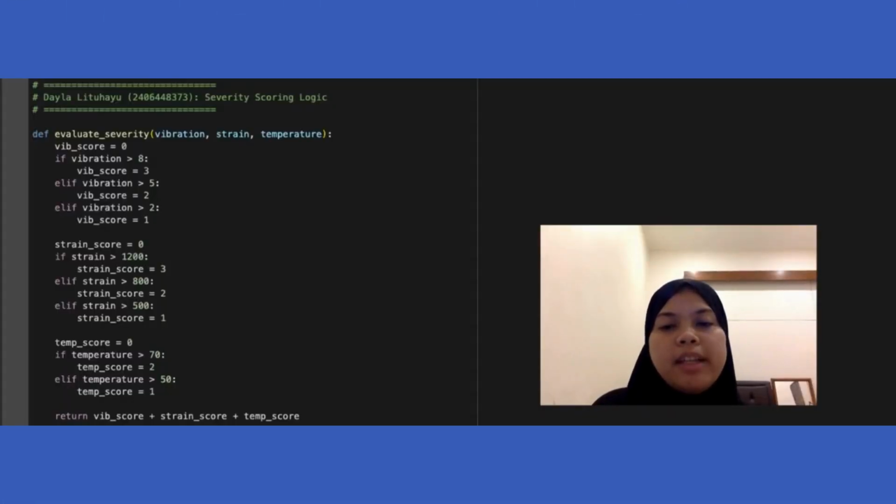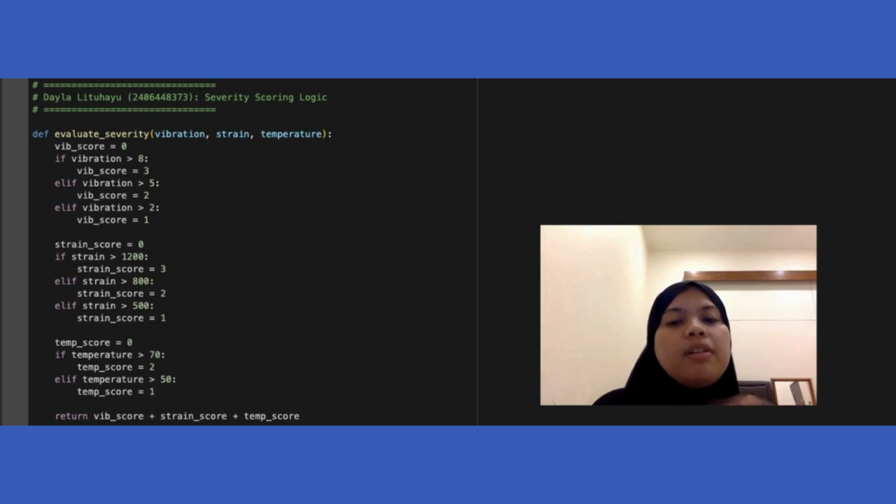So the next part is severity evaluation. This section processes the sensor readings and turns them into a numerical score. The evaluate severity function takes vibration, strain, and temperature and compares them to defined safety thresholds. For each reading, we assign a score. Vibration above 8 gets 3 points, above 5 gets 2, and so on.